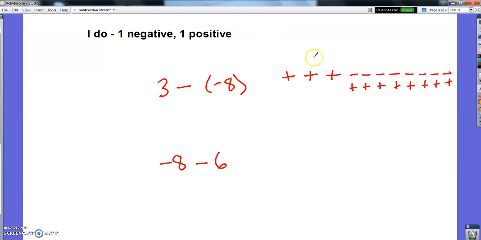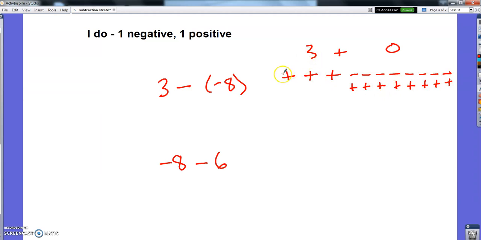Because really now what I'm showing you is 3 plus 0 plus 0 plus 0 plus 0. So I wrote 3 plus 0. That's still 3 right there. It's just a much funnier looking 3 than before I put all this over here.